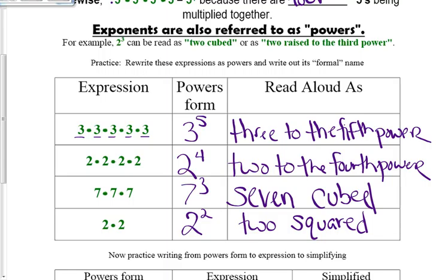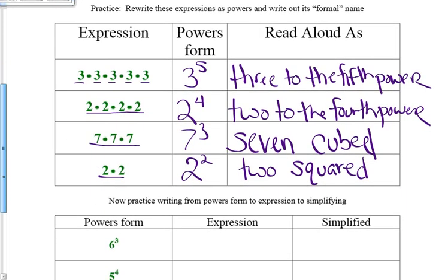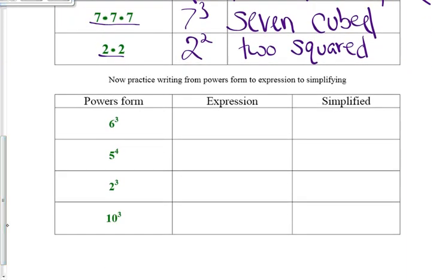So that is writing from standard notation, like 7 times 7 times 7, or 2 times 2 times 2 times 2, into exponents. Now we can go backwards. For this one, we are going to write the number 6 3 times, and then we are going to simplify this. So 6 times 6 is 36. 36 times 6 is 216.